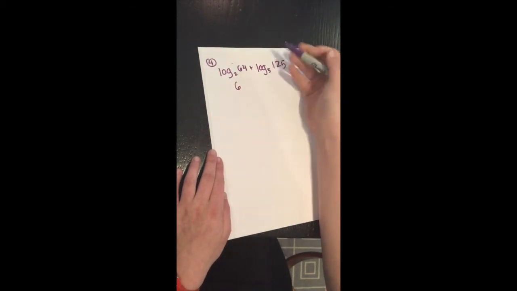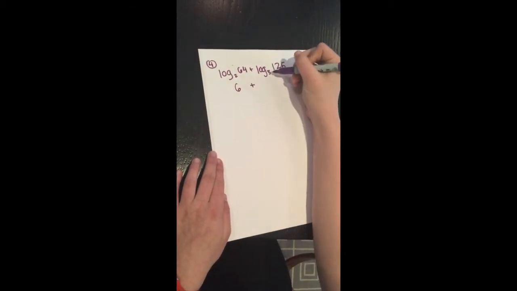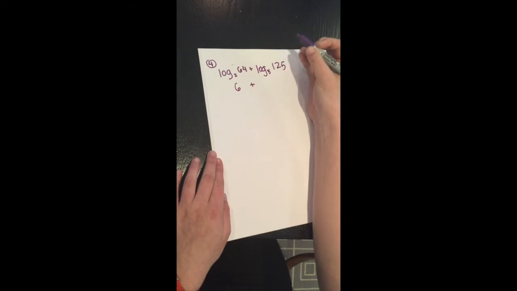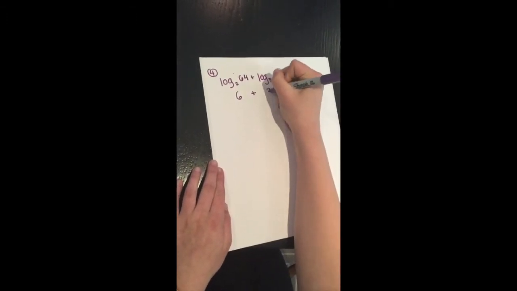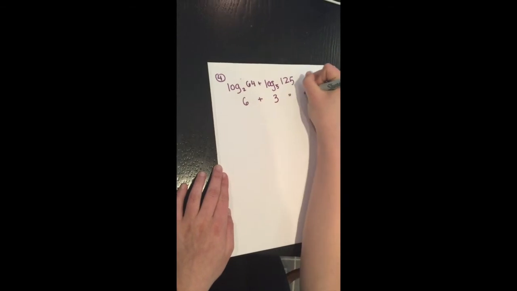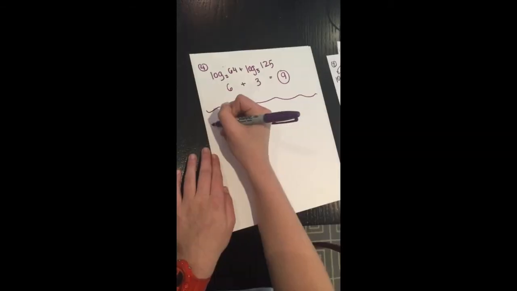Same thing here. You can use the change of base formula, plug it into your calculator, but we also just kind of know that 5 to the third is 125. So you end up just getting simply 6 plus 3 equals 9.